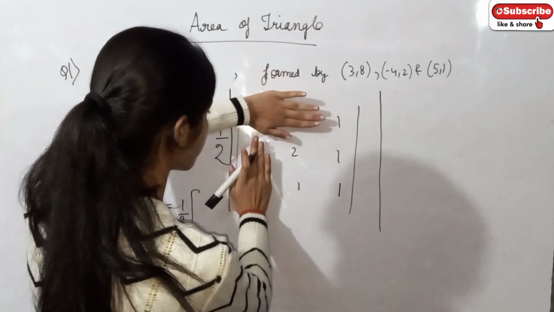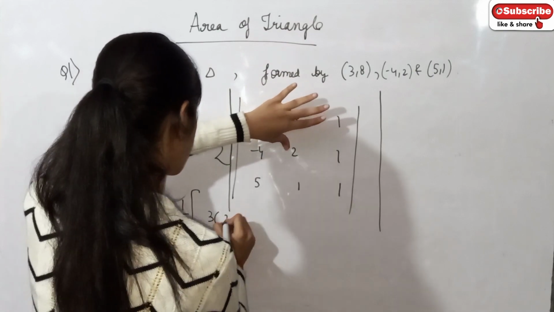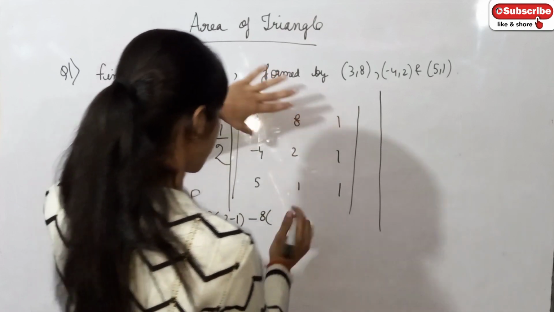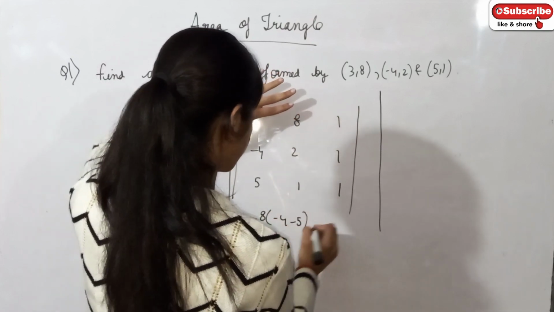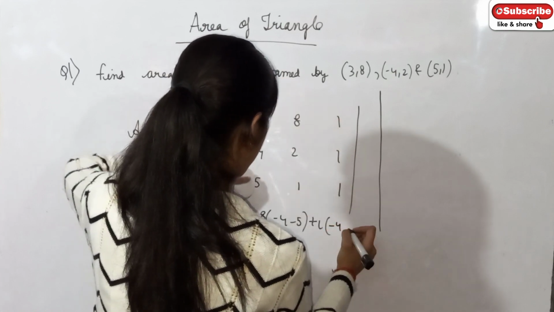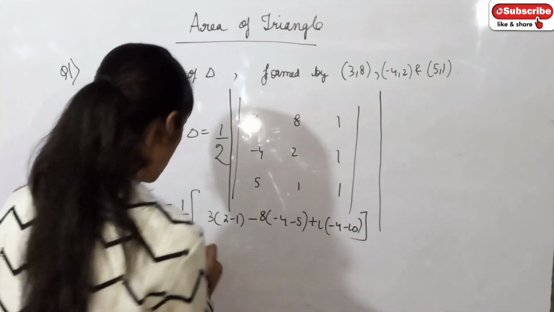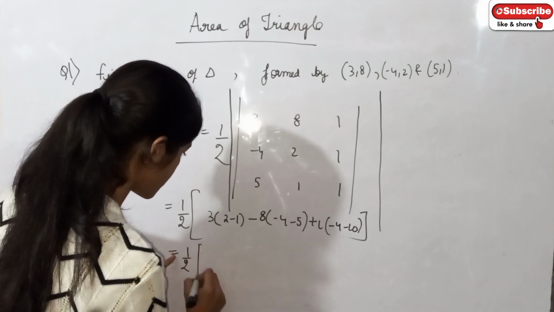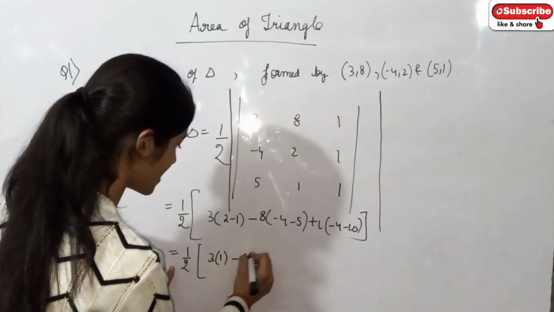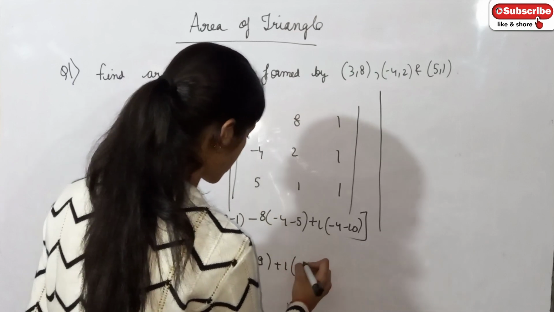Hiding the first row and first column, we get the determinant 3 times (2 minus 1). Minus sign, 8 times, hiding that row and column, (-4 minus 5), plus 1 times (-4 minus 10). So we get half of 3 times (2 minus 1), that is 1, minus 8 times (-9), plus 1 times (-14).